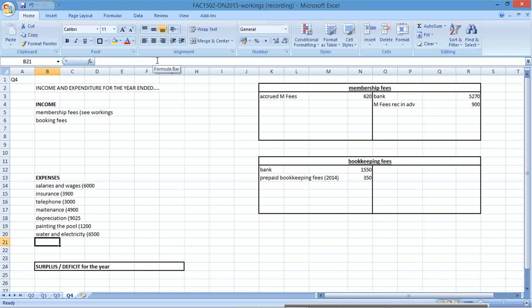Mortgage. Liability, don't need. Yes. Tuck shop sales. Do need. Yes. Tuck shop sales, brackets. How much? 83. Yes. Next.